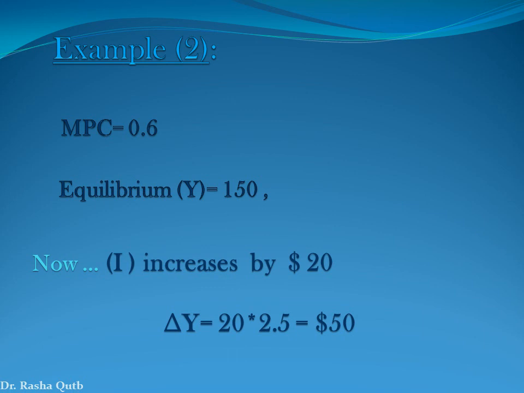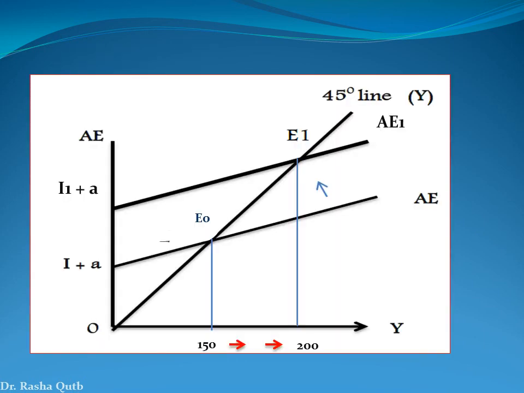In order to get the new equilibrium national income, we add 50 plus 150 and we get the new equilibrium national income, which is equal to $200. Now, how can we show our results graphically? Show graphically the effect of increased autonomous investment on the equilibrium national income.